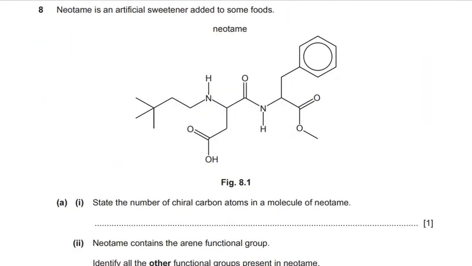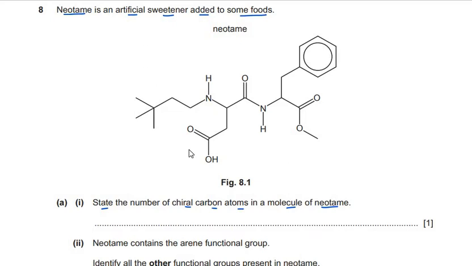Okay, let's start with question 8, 9. 8 is: Neotame is an artificial sweetener added to some foods. So here is the structure of Neotame given. State the number of chiral carbon atoms in a molecule of Neotame. Now if the structure is given, we need to count the number of chiral carbons present.